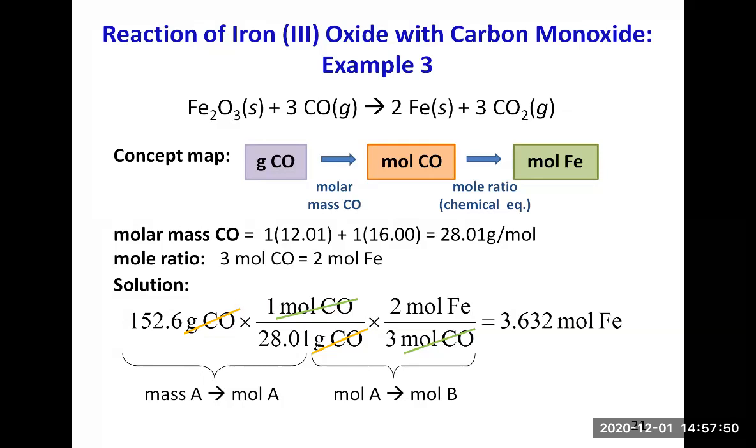And it's 3.632036, etc. Here, the given amount had 4 sig figs. So you keep 4 sig figs because all the 1 mole, 2 moles, 3 moles are exact numbers. And the molar mass is also 4 sig figs. So you keep 4 sig figs in the end. And so that's the moles of iron that you can produce from this mass of carbon monoxide.